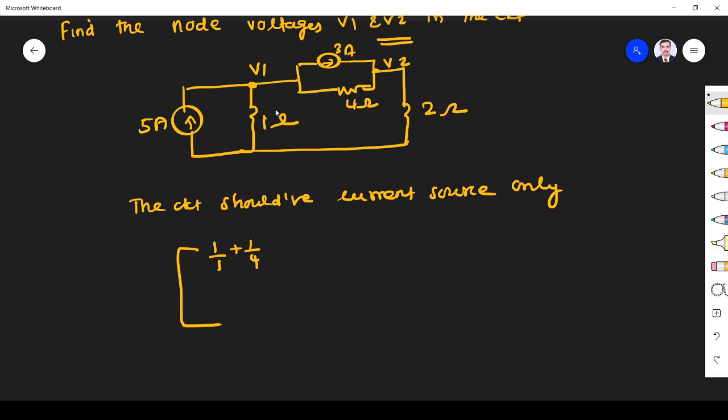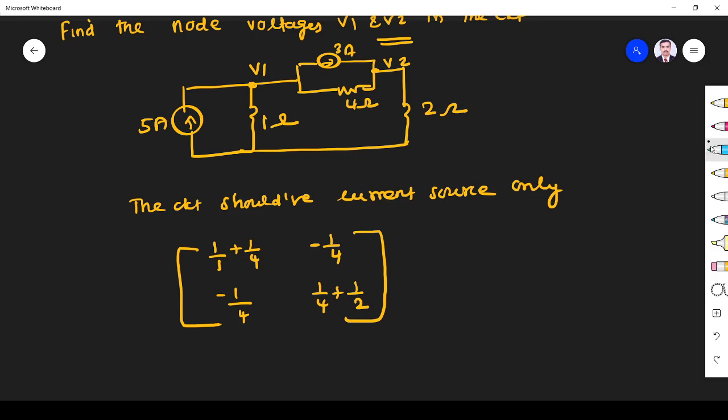Then you find which resistor is common to V1 and V2, the 2 nodes. 4 is common, so you put the reciprocal 1 by 4 and you put a negative sign. Similarly here, 4 ohm is common to V1 and V2, so it is minus 1 by 4. Here you add all the elements connected to node 2 and take reciprocals. Here 4 and 2 are connected to node 2, so 1 by 4 plus 1 by 2.